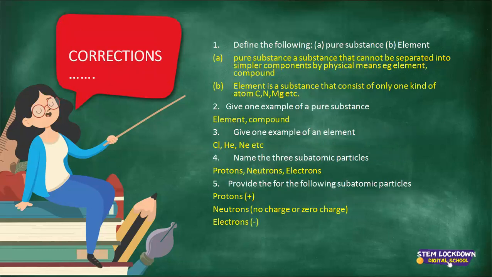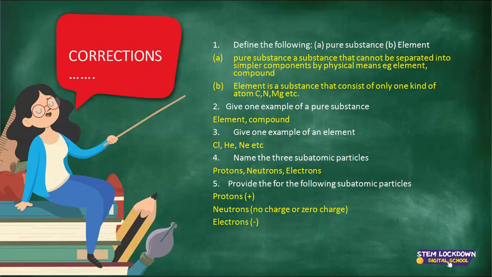Okay, we can look at the corrections. Define the following: a pure substance, an element. A pure substance is a substance that cannot be separated into simpler components by physical means, e.g. an element and also a compound. An element is a substance that consists of only one kind of atom. We can talk of carbon, nitrogen, magnesium.